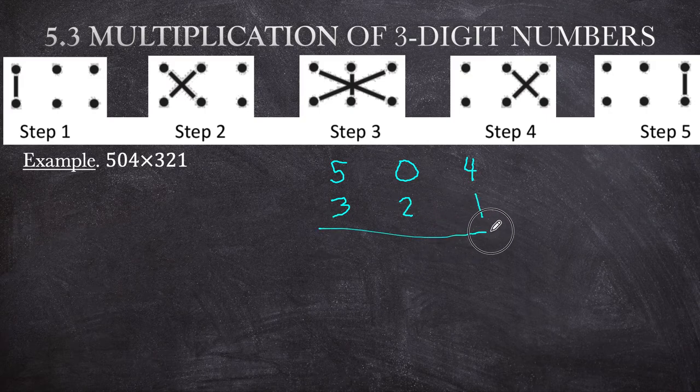So let's do this. First step, 5 times 3 is 15. Next is 5 times 2 plus 0 times 3. So 0 times 3 is 0. 5 times 2 is 10. So we're going to put 1 here as a carry.